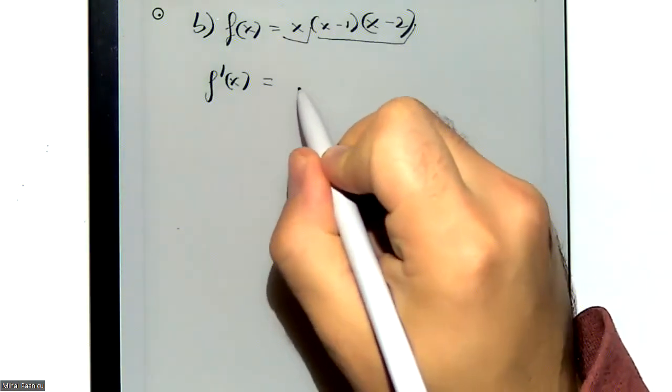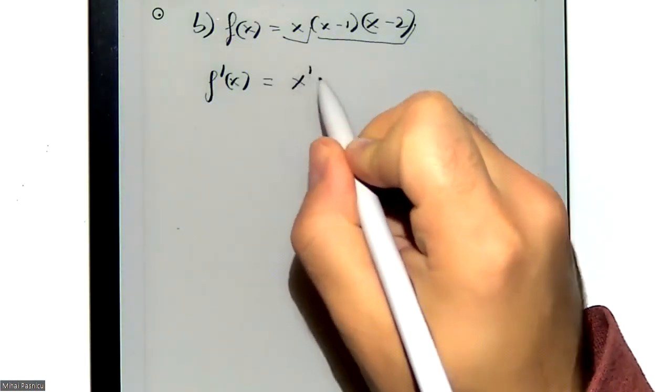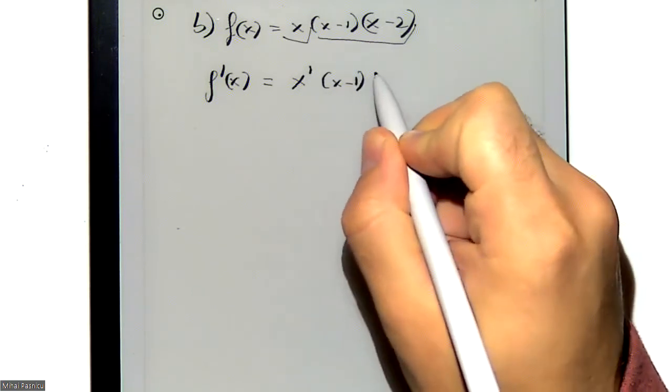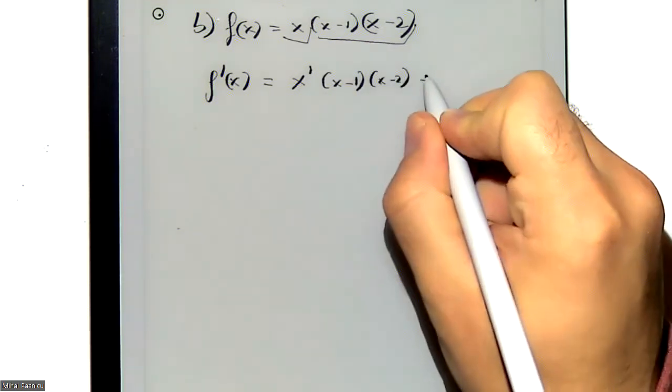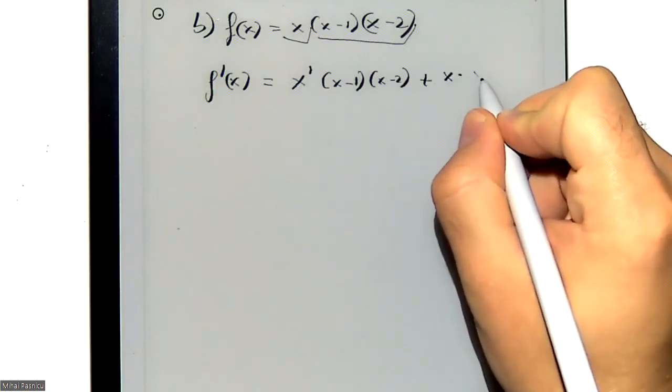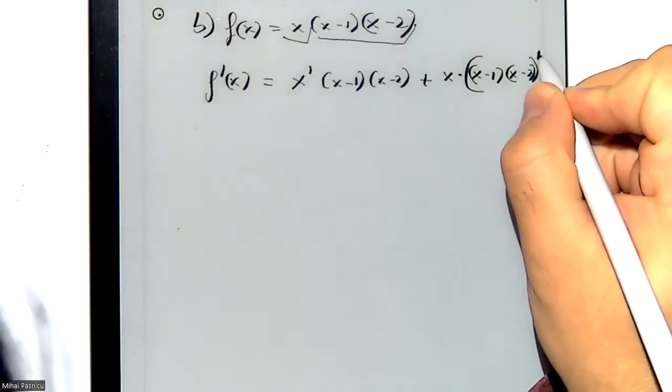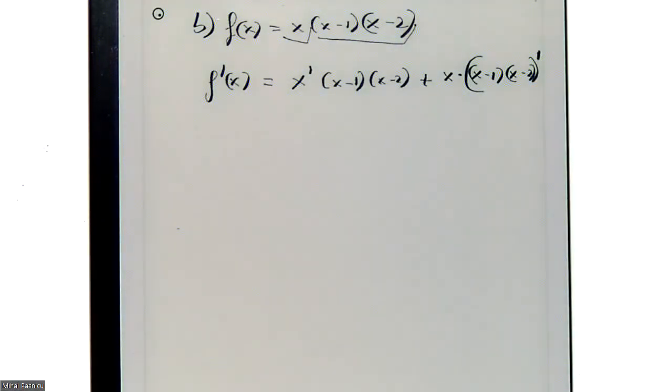write it as x prime times x minus 1, x minus 2, plus x times x minus 1, x minus 2, everything derivative. And basically then apply another product rule. So this is just the product rule, and you can do it like this. It's perfectly fine.